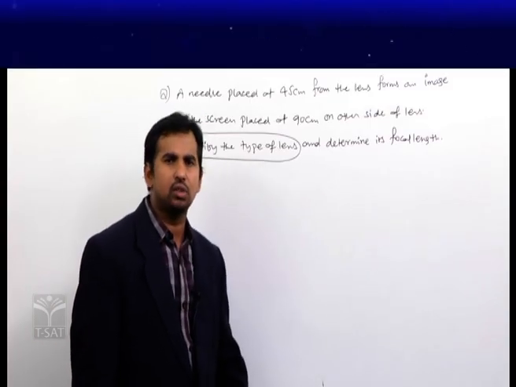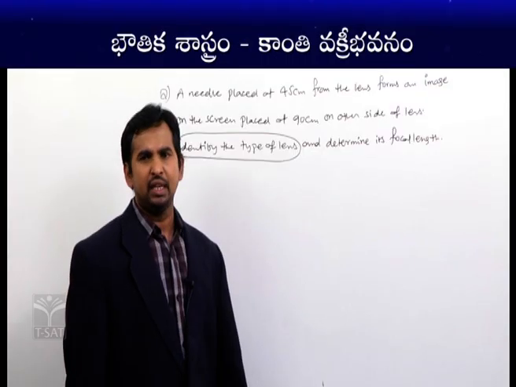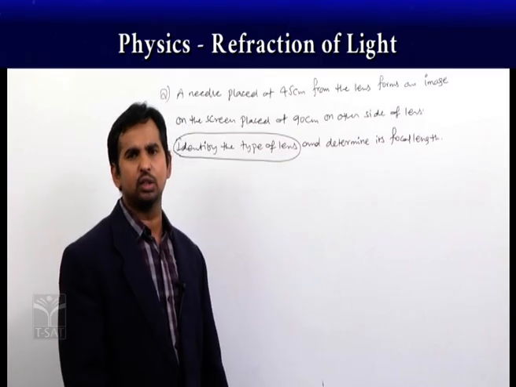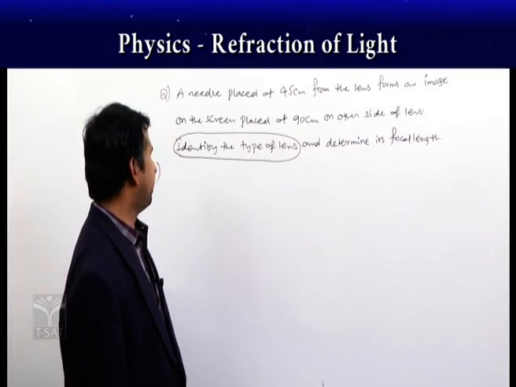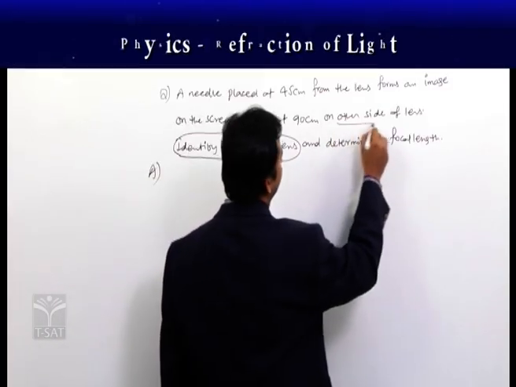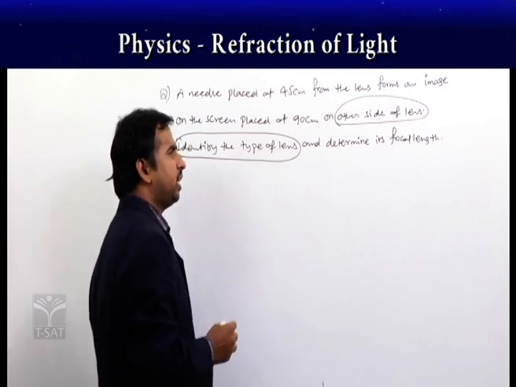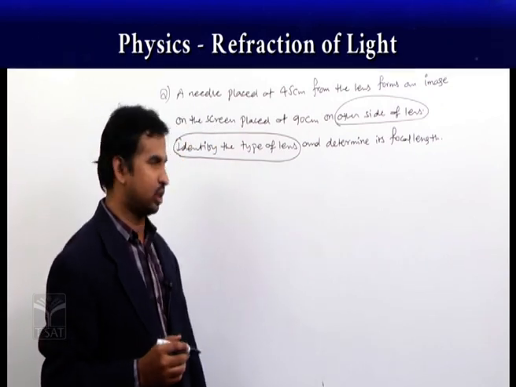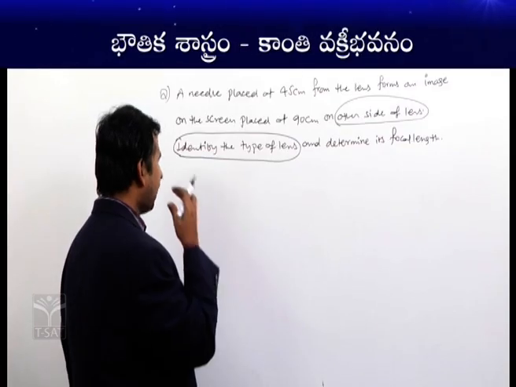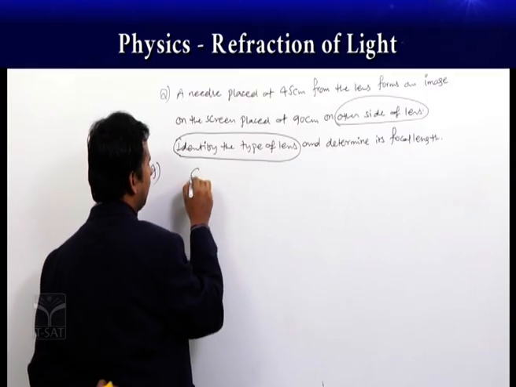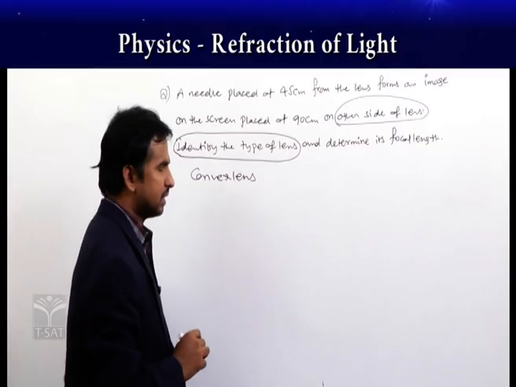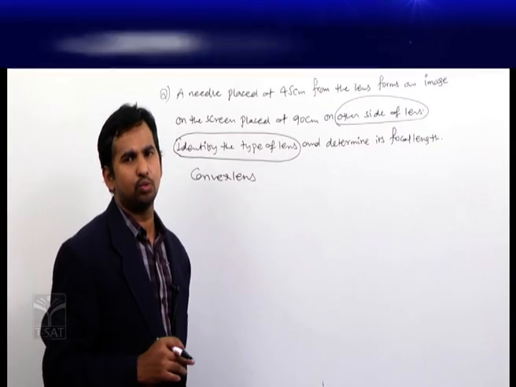Concave lens image characteristics we already know: they always form a diminished, virtual and erect image, which means those images are formed before the lens only. But here it is clearly mentioned that the image is formed on the screen placed on the other side of the lens. So obviously it is nothing but a convex lens. So the type of lens is a convex lens, which is a converging lens, and now we have to determine its focal length.